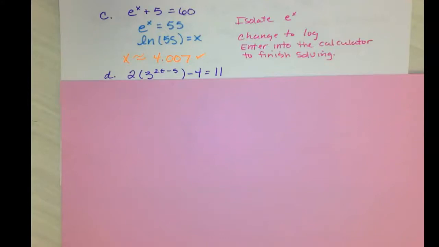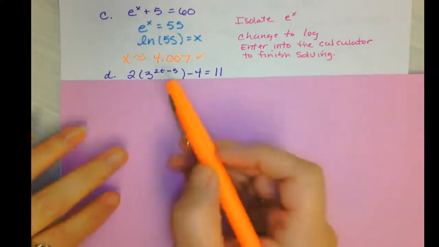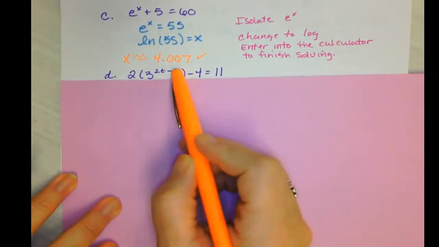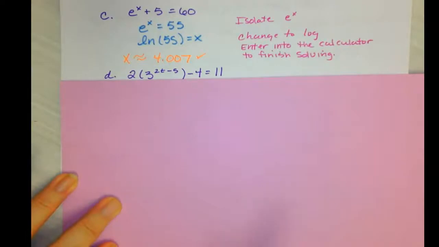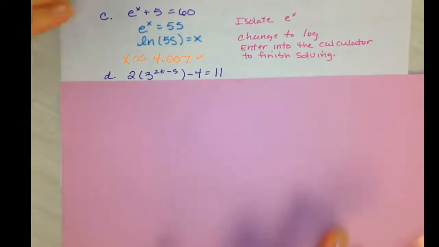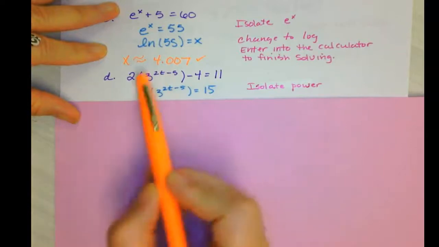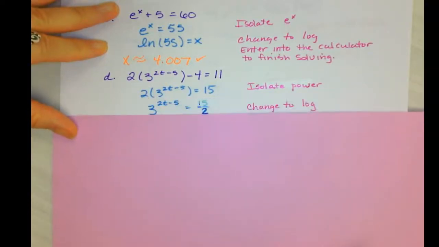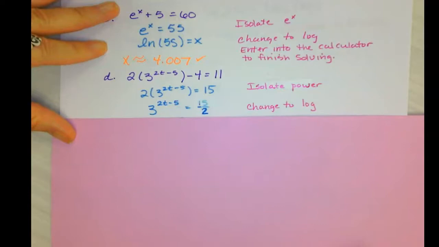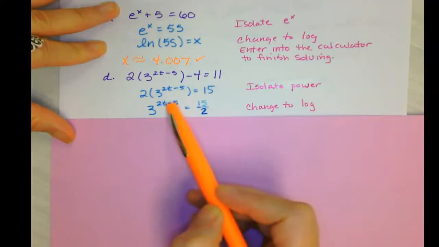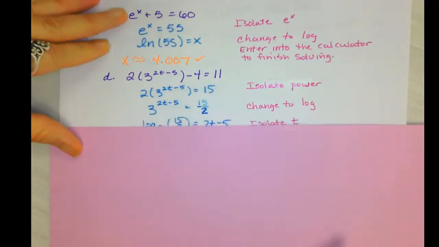All right, for number 1D, we have a variable in the exponent. It's all the way inside here, so I need to isolate this term to make that happen. The first thing I'm going to do is move the 4 to the other side, and that gives me 15. Then I'm going to divide both sides by 2 to get the power by itself. Now that I have the power by itself, I can convert it to a log so I can get that t out of the exponent and down into the problem to be able to solve it.